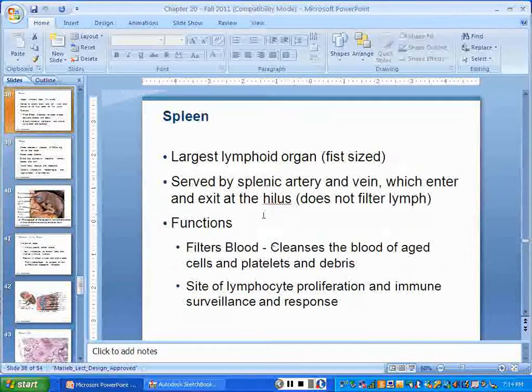Here are the slides, once again, that mention the functions. The spleen filters blood, we already talked about that. It helps to process the old red blood cells, destroy red blood cells. It's a location where lymphocytes can multiply. When we talk about the immune system, we'll talk about surveillance and what T cells do and what B cells do. And in the spleen, they're playing a role in the immune system.